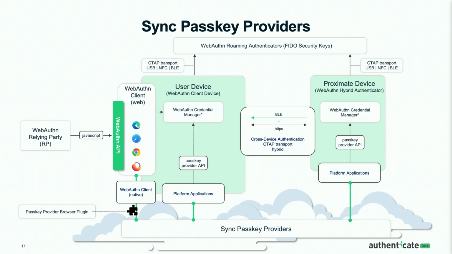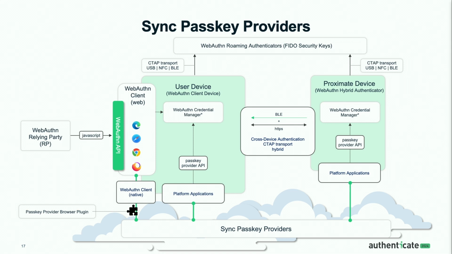CTAP is used at the top. We refer to those often as roaming authenticators because they can roam from device to device. And you'll see that both for the user device and what we call a proximate device, there's an arrow going between them which shows that CTAP is what's used for integrating the security keys into the OS platform.